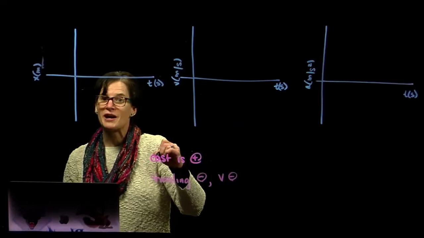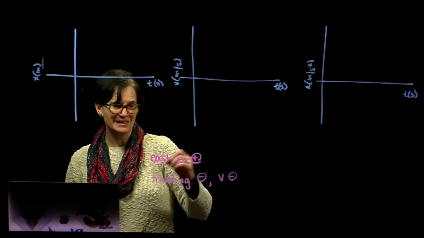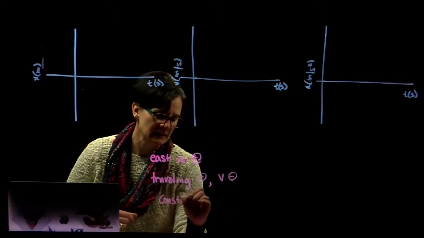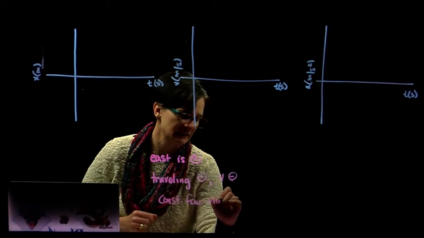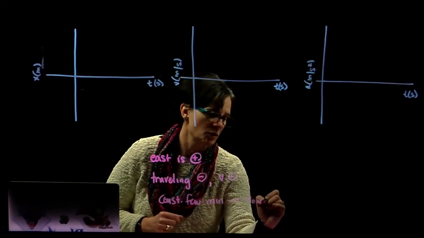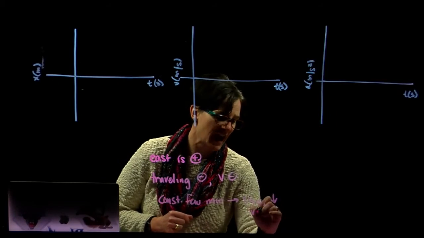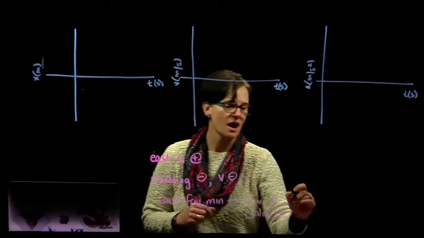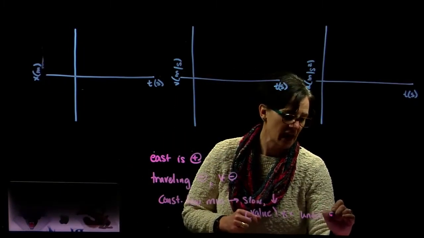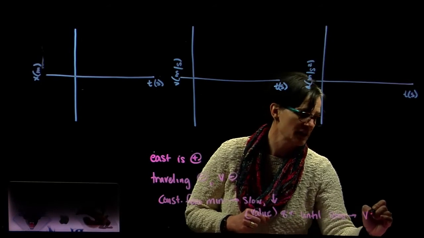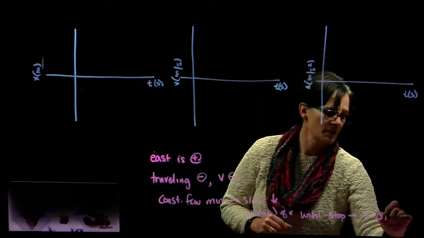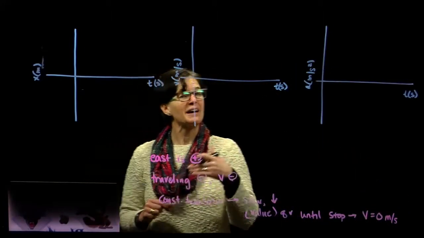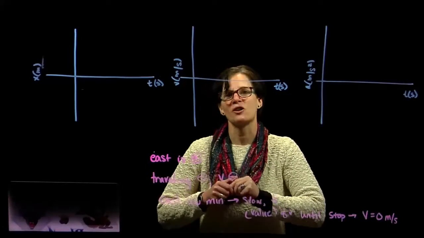It says that we're traveling at a constant velocity for a few minutes, and then we begin to slow down. So constant for a few minutes, and then we slow down, which means we decrease the magnitude of the velocity. We're getting slower and slower until we stop, and that means we're going to reach a velocity equal to 0 meters per second. So we want to think about how that looks. And I think when we have motion information, it's easiest to start with the velocity graph.